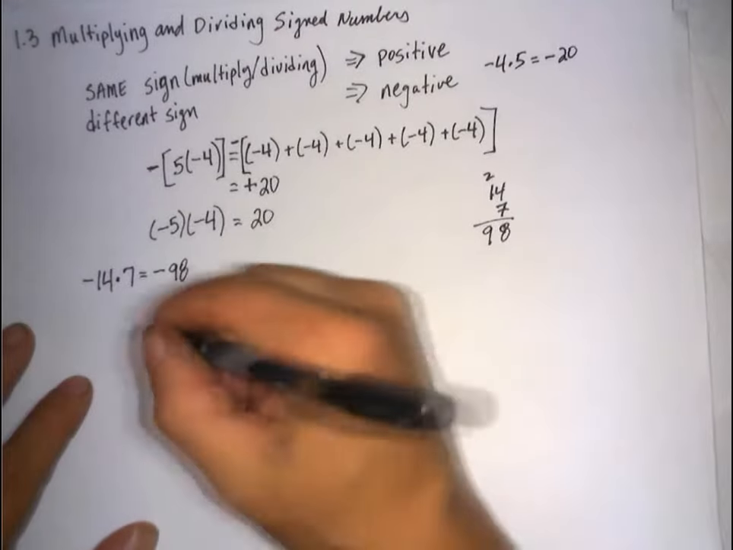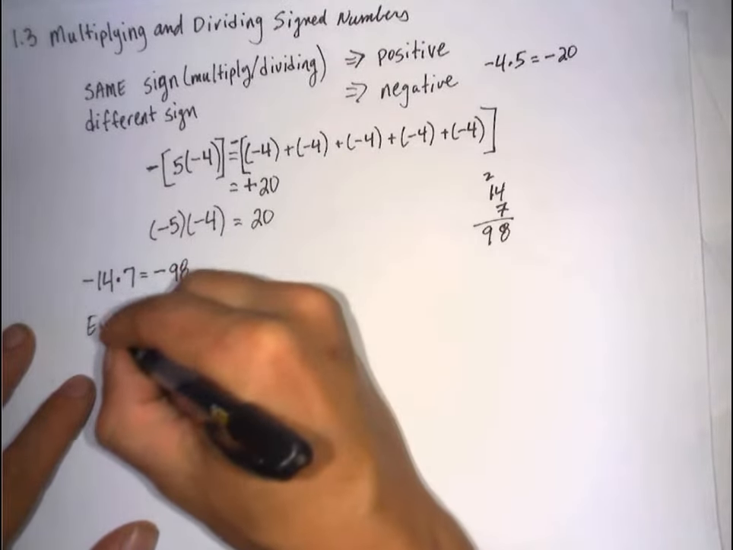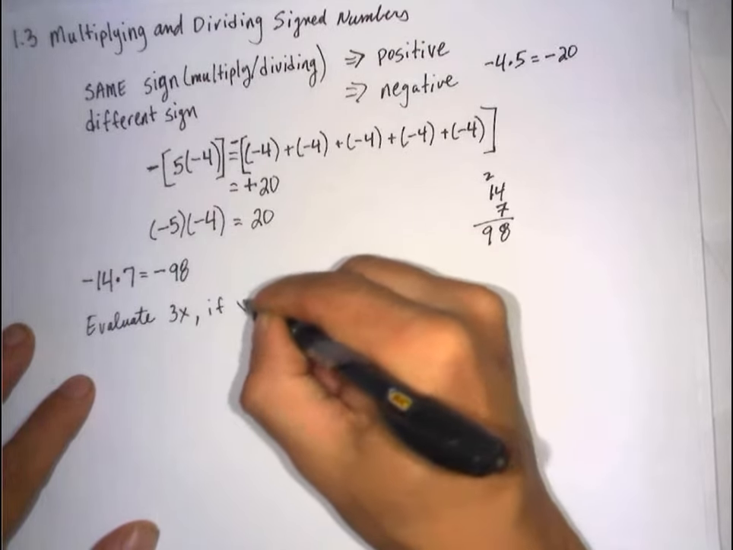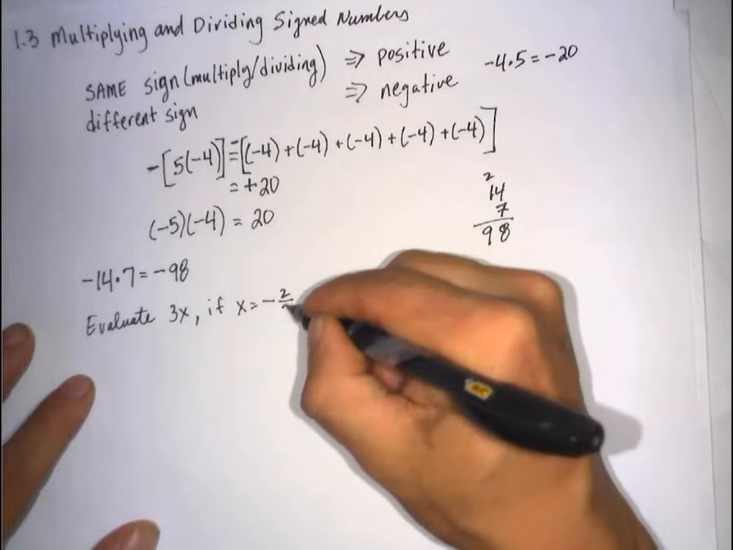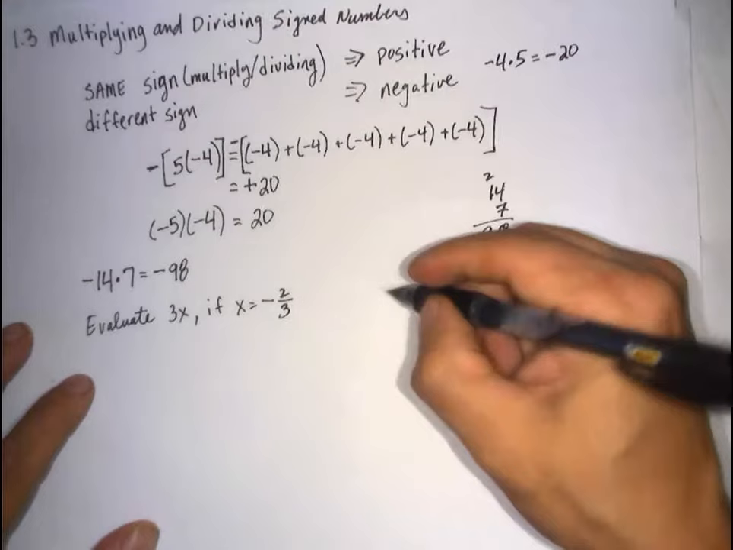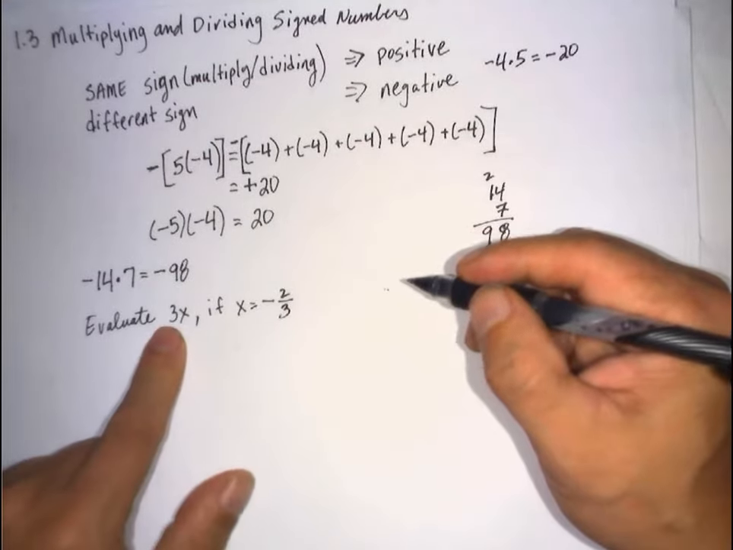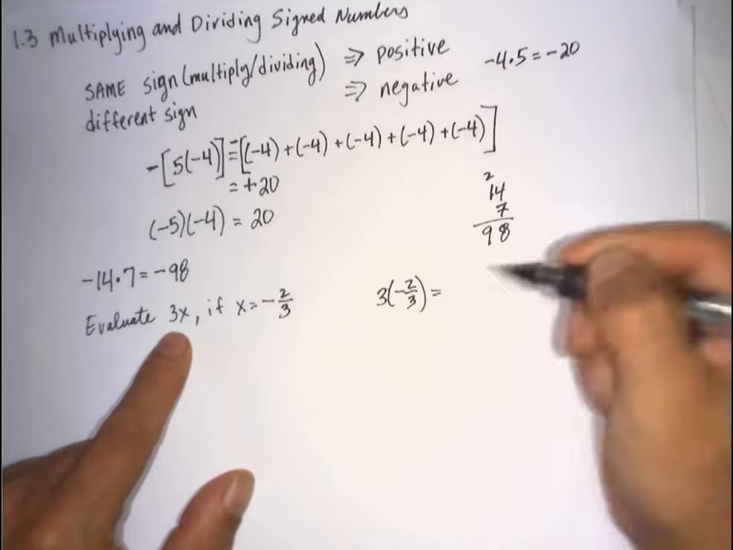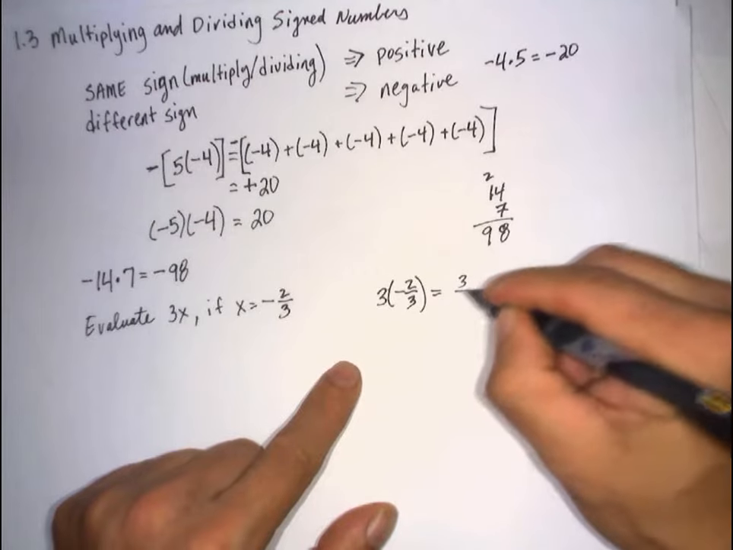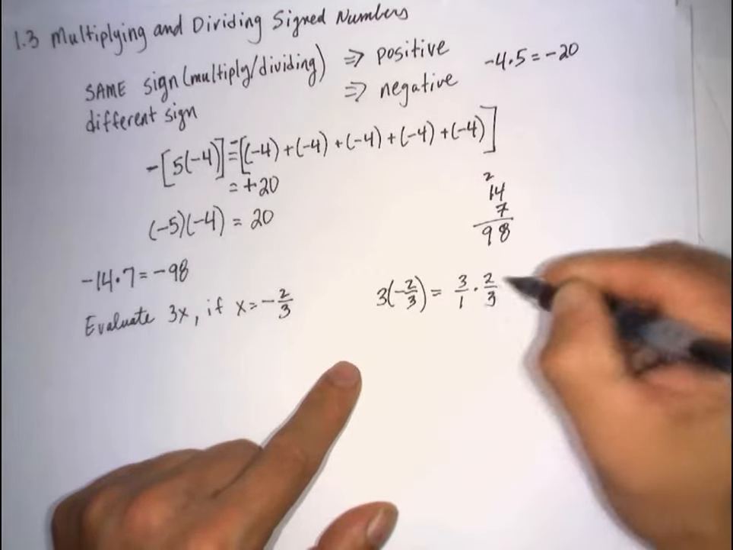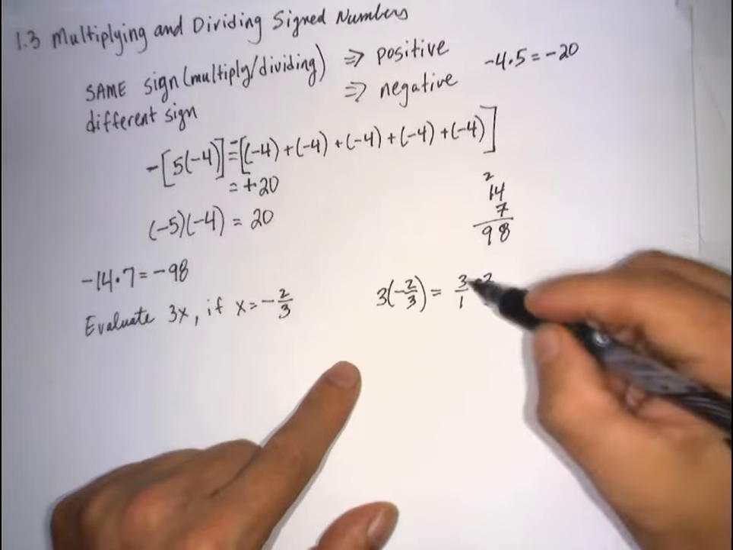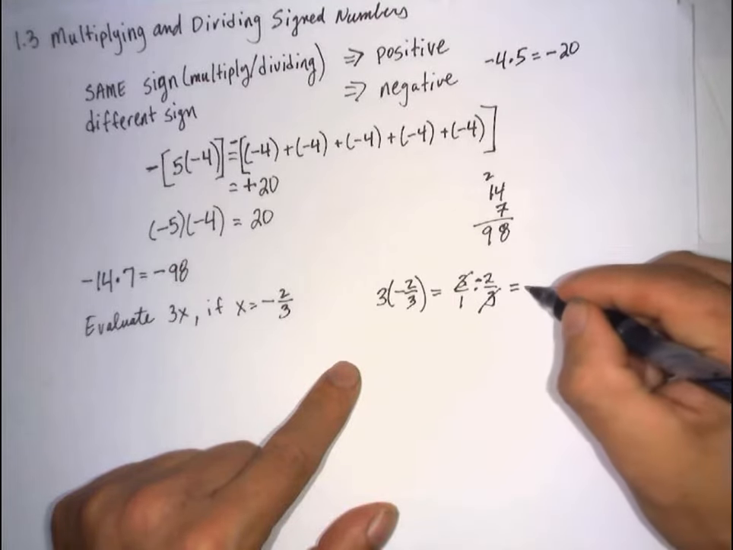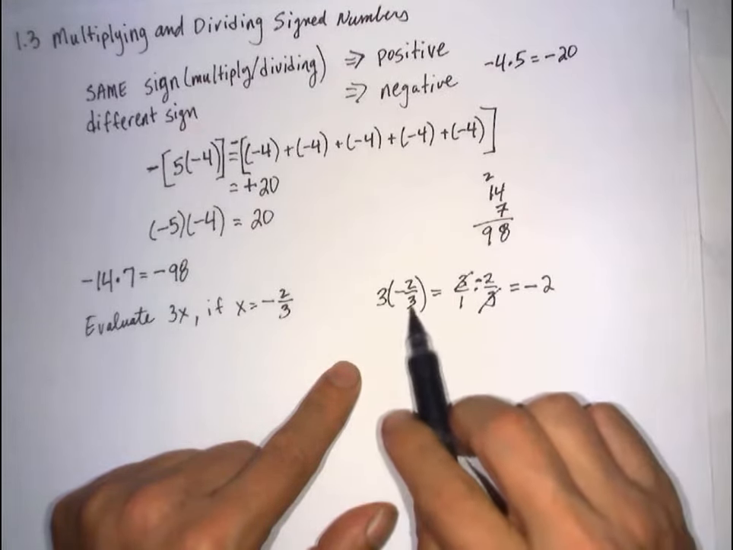What about fractions? What if we want to evaluate 3x if x is negative 2/3? Okay, so we evaluate means plug in the number and find the result. This is 3 times negative 2/3. And we can write this as a fraction, like 3 over 1 times 2 over 3. And there's a negative there. And we can see that the 3 divided by 3 is 1. So the result here is negative 2 because it's a positive times a negative.